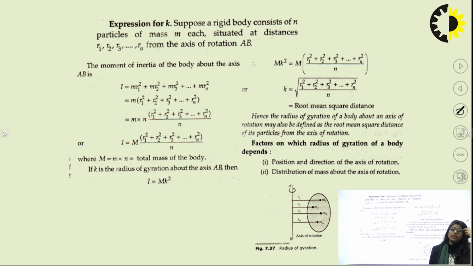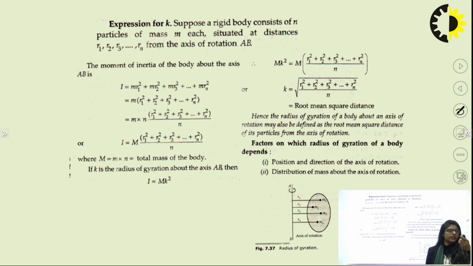So take m common, then r1, r2, r3 are the summation of those radial distances. Say n number of distances are there. So n is multiplied at top and bottom, then m into n, as written in the third line. Now if there are n particles of mass m, m into n is capital M, the total mass. The total mass is in front of the bracket, and these radial distances squared are divided by n. So this whole formula is converted into I is equal to mk square.